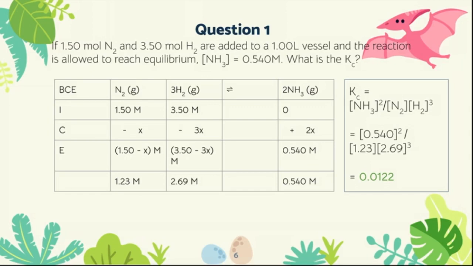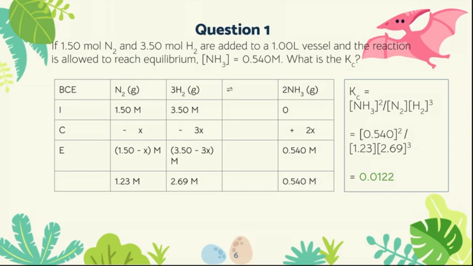Now we know all the final concentrations at equilibrium of all our reagents, so we can use this to find our Kc value. We know that Kc is equal to the concentration of the products raised to the coefficient of the product divided by the concentration of the reactants raised to the coefficient of the reactant. So in this case, it will be the concentration of NH3 squared divided by the concentration of N2 times the concentration of H2 cubed. That's going to be equal to 0.540 squared divided by 1.23 times 2.69 cubed. And that's equal to 0.0122 in 3 significant figures.